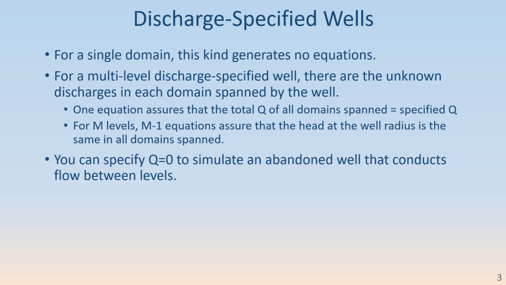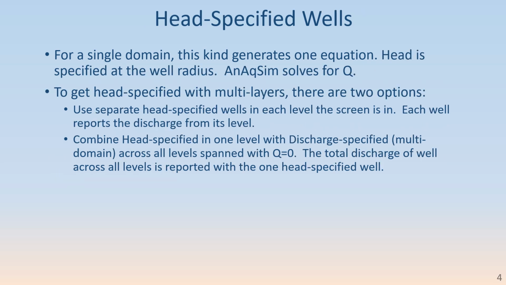It's quite handy. Head specified wells are quite handy to answer the question of how much discharge do we need in order to create a certain head at the well radius. And this could be extraction and good for, say, a dewatering analysis, or it could be an injection situation where you want to know, how much water can we inject into a well before it breaks out at the surface or something like that.